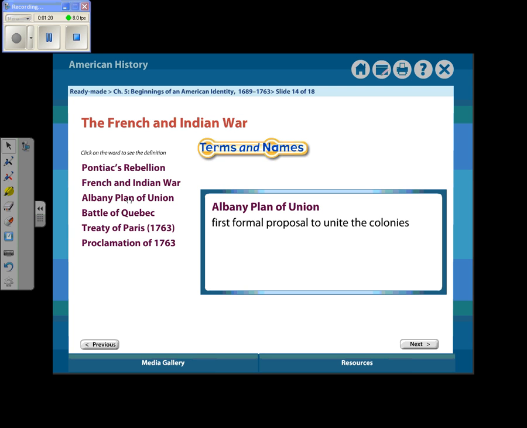Albany Plan of Union. This was the first formal proposal to unite the colonies. It was proposed by Benjamin Franklin. He believed that if the colonies worked together in a united front, they could defeat the Native Americans and the French much more easily. It did not go through. Many of the colonial assemblies were afraid that the Albany Plan of Union would take away their power. So it was a proposal, but it didn't pass.